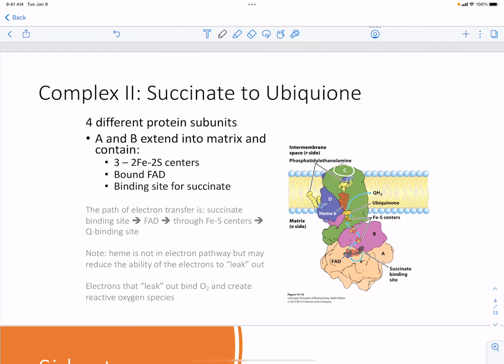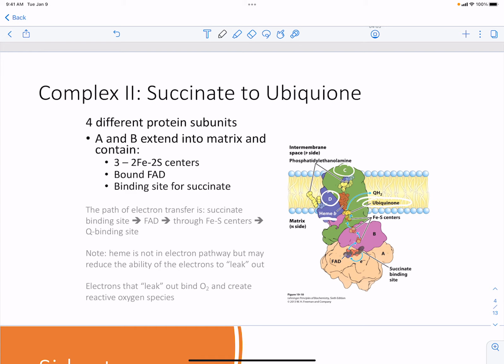We have here C and we have D. These are integral membrane proteins, and they contain heme groups, as well as a heme B. So this is heme B here. And also a binding site for ubiquinone. So ubiquinone will come in and bind to complex 2 as well.